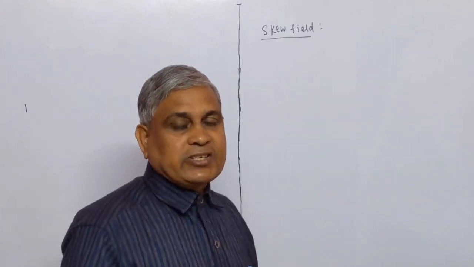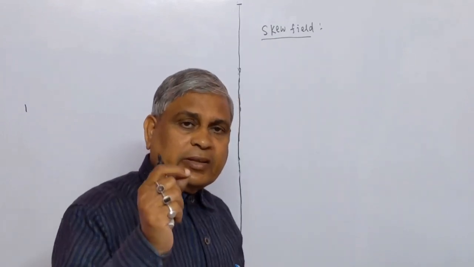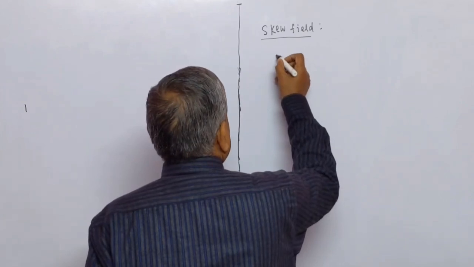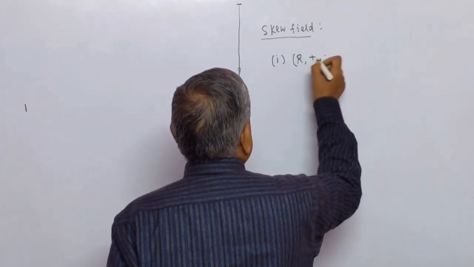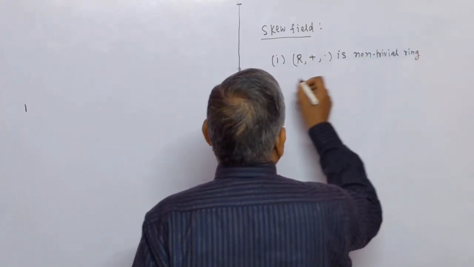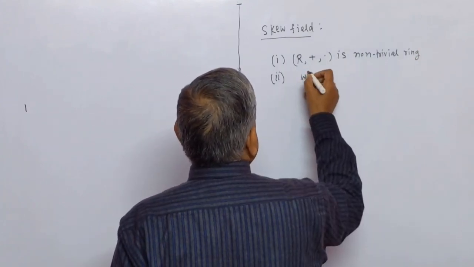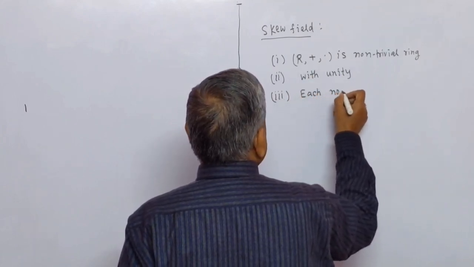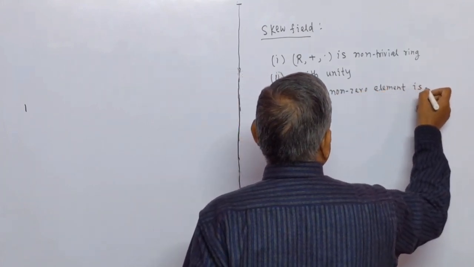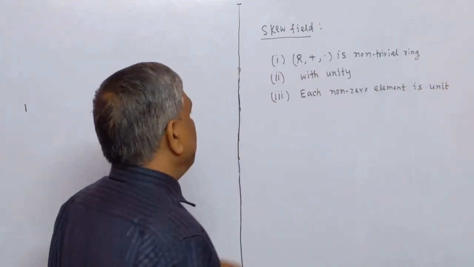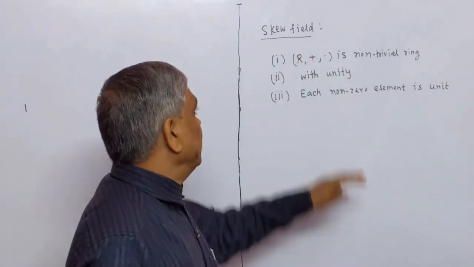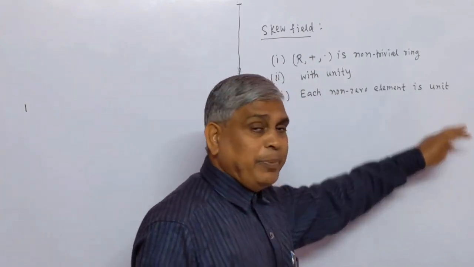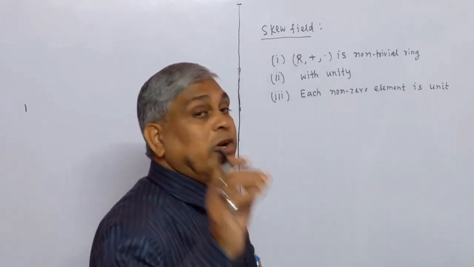Now, we speak about a new structure, skew field. With the non-trivial ring, we add some extra properties. That is, if number 1, R plus dot is a non-trivial ring, number 2, with unity, number 3, each non-zero element is a unit, then this R plus dot is a skew field. We may verify that each non-zero element is a unit implies that skew field contains no divisor of 0.